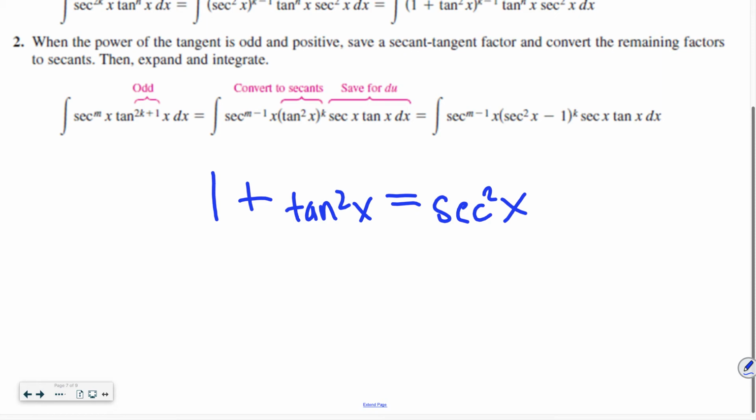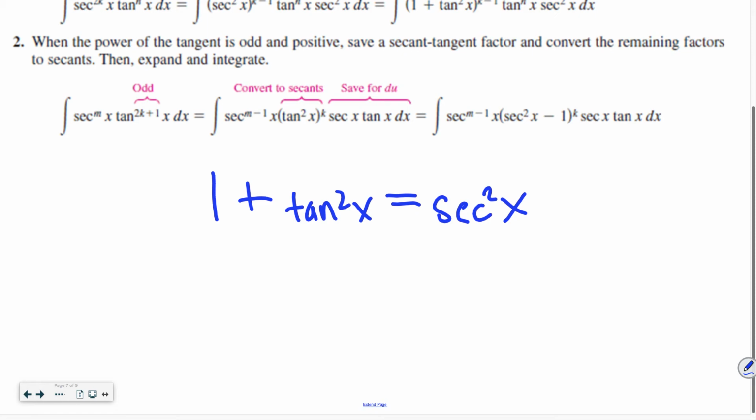So here's the deal. If secant is even, then you can change an even power to 1 plus tangent squared, and you can leave the secant squared for your u du.